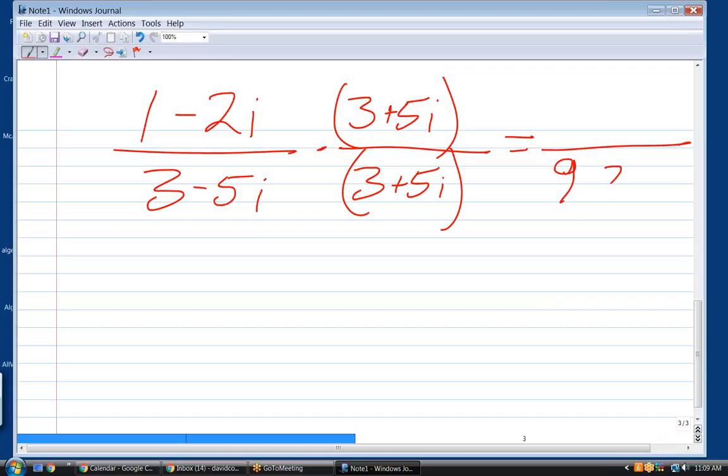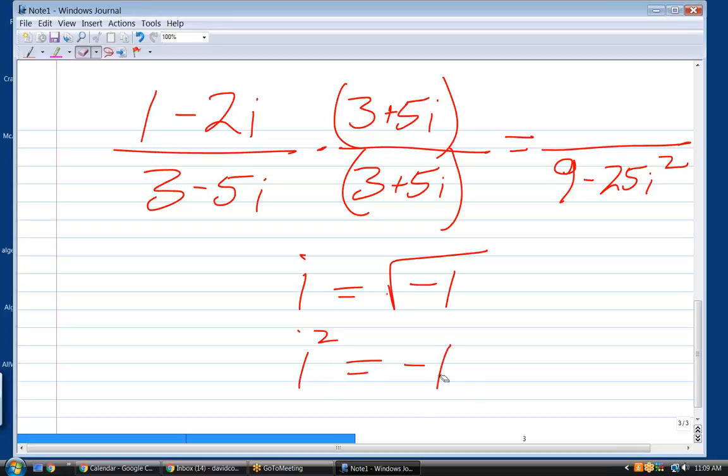So 9 minus 25i squared, the key is knowing what i squared is. Isn't it 1? It's negative 1. Negative 1. i is equal to the square root of negative 1. So then it'd be 9. i squared equals negative 1. One of the most important things to remember, that's the only thing you really have to know about imaginary numbers, is that i squared is equal to negative 1. Because every time we get i squared, we're going to change it to a real number.